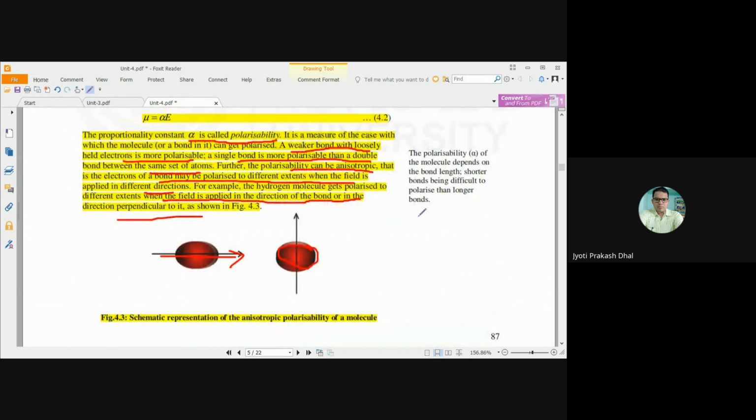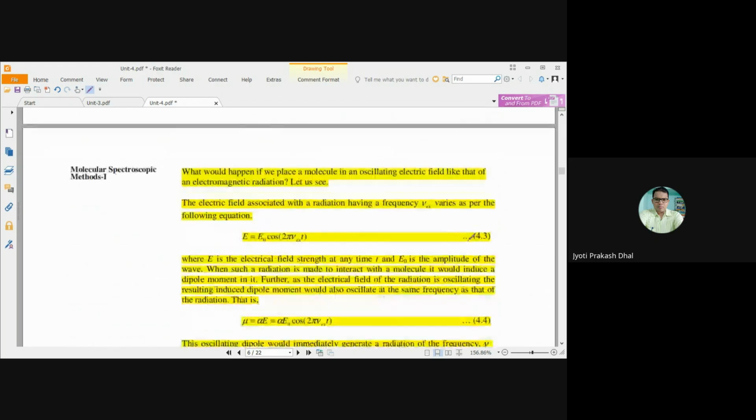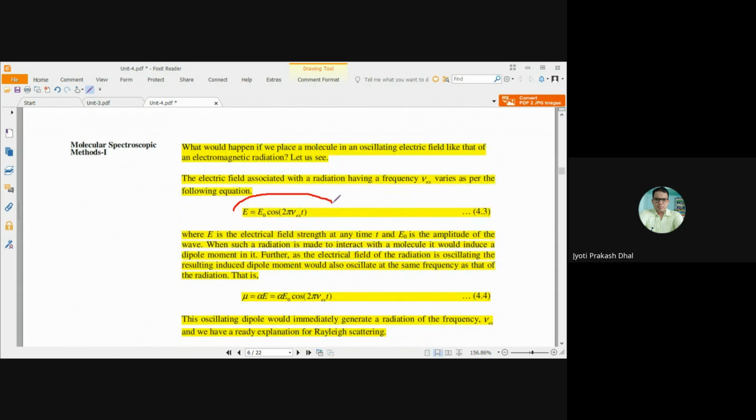Now here we have discussed placing the molecule in a static electric field. But if we place a molecule in an oscillating electric field, that means the electric field will change its poles frequently. Then the electric field associated with the radiation having a frequency nu ex varies as: E equals E naught cos 2 pi nu ex t, where E is the electric field strength at any time t, and E naught is the amplitude of the wave.